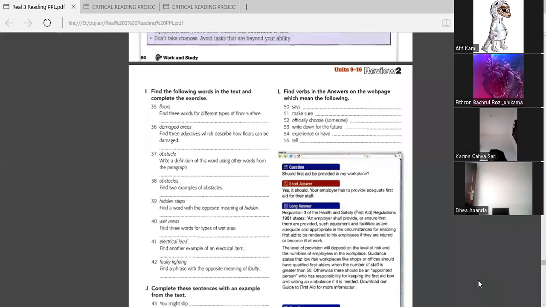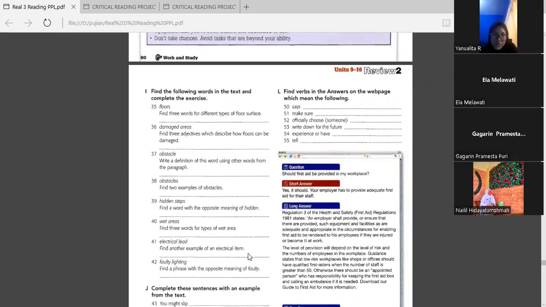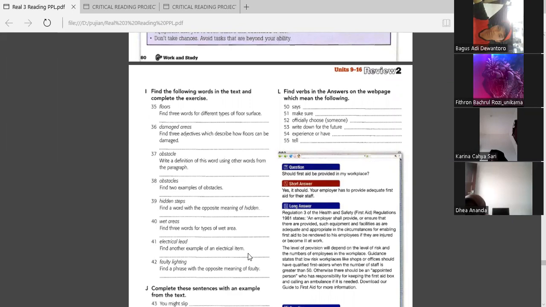Wet areas. Find three words for types of wet area. What's that? Clean up spills and moisture from rain, sir. Okay, not moisture for your skin. It is in 40, you know. Go on. 41. Electrical. Find another example of an electrical item. What's that? Electrical item.